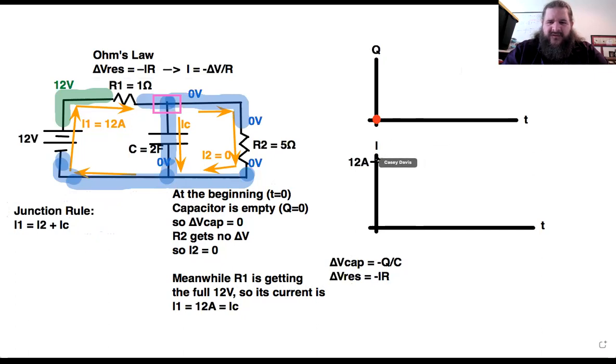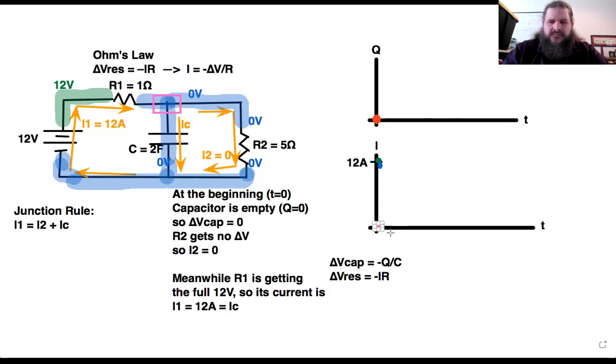Let me just mark these in different colors. Let's say one of the currents is at 12, one of the currents is also at 12, and one of the currents is at 0.